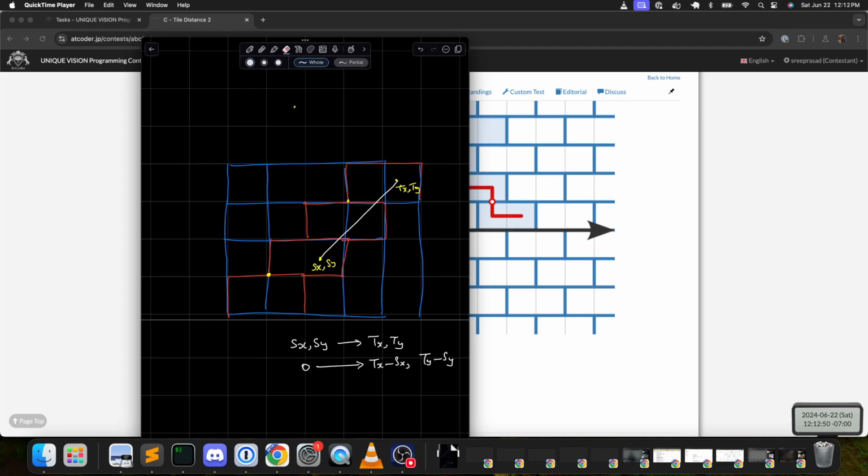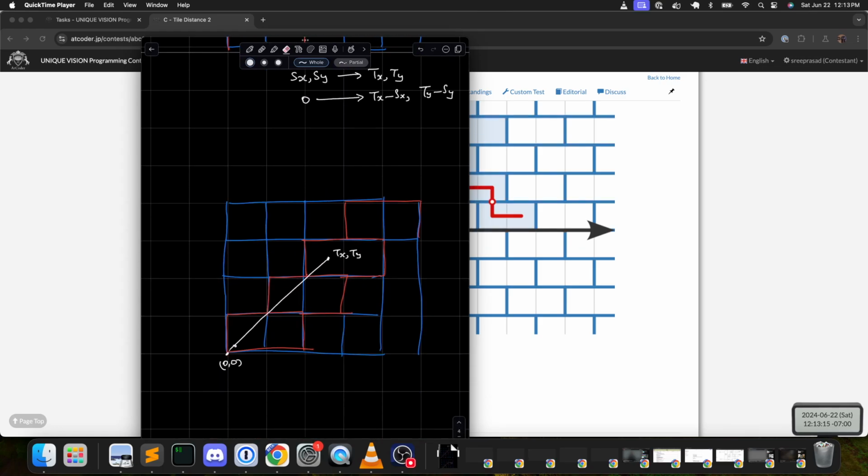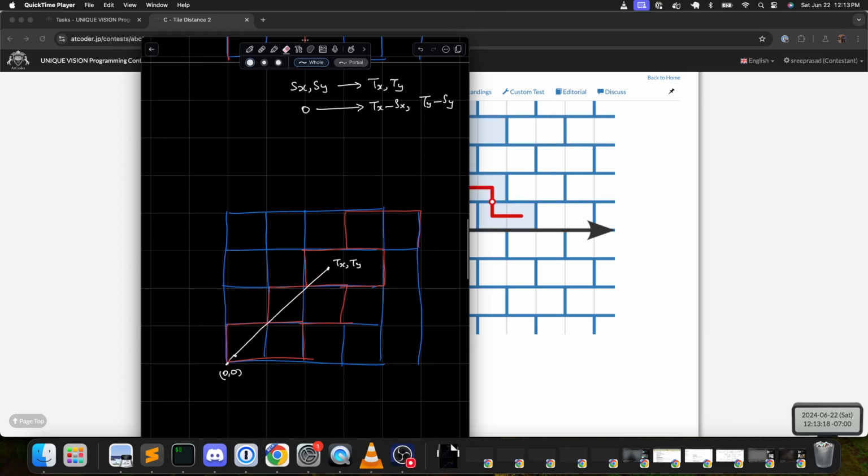Instead of calculating this distance, what I'm going to do is subtract the value of sx from tx and the value of sy from ty, so that instead of sx, sy, I can calculate the distance from 0, 0 to tx minus sx, ty minus sy. So this distance is basically the same as this distance, is what I'm trying to say. That is the second observation.